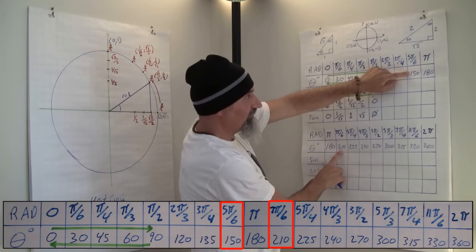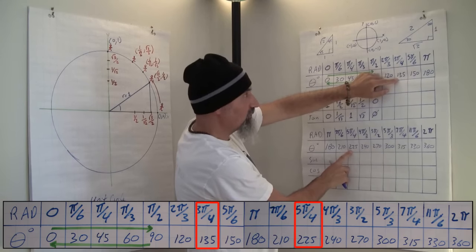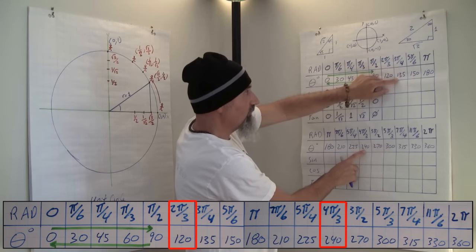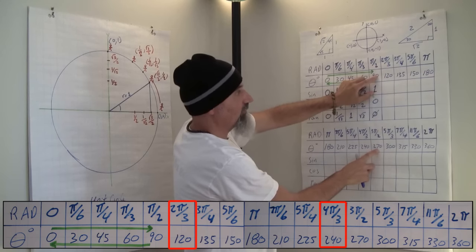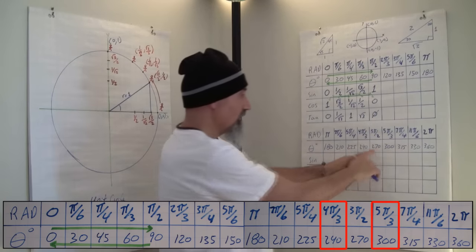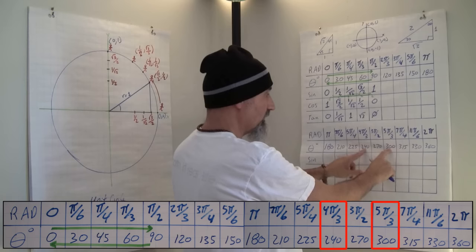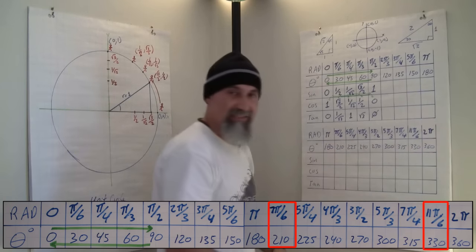210 and 150 are multiples of pi over 6. 135 and 225 are multiples of pi over 4. 240 and 120 are multiples of pi over 3. And then we're at 270, right? 270 on either side were multiples of pi over 3, multiples of pi over 4, multiples of pi over 6.